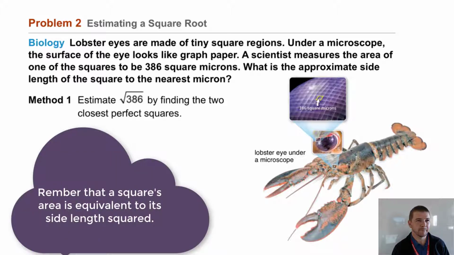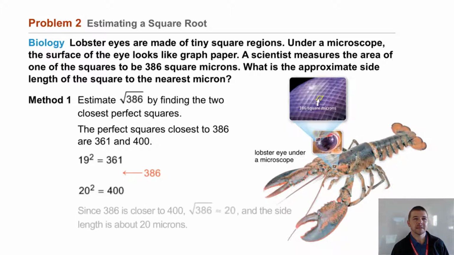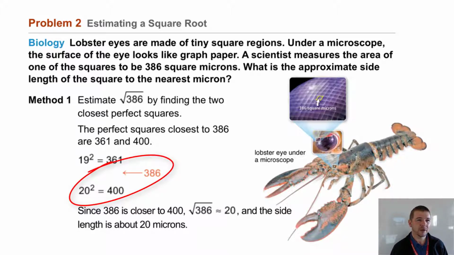So first, method 1. Estimate the square root of 386 by finding the two closest perfect squares. The perfect squares closest to 386 are 361 and 400. 19 squared is 361. 20 squared is 400. And as we can see here, 386 lies between 361 and 400. Since 386 is closer to 400, the square root of 386 is approximately equal to 20.